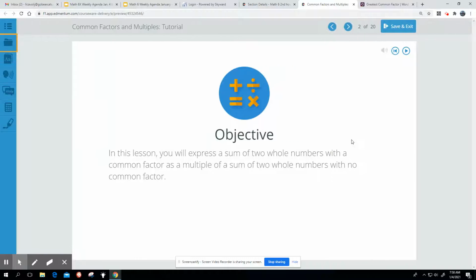And so the objective in this lesson is that we're going to express a sum of two whole numbers with a common factor as a multiple of a sum of two whole numbers with no common factor.